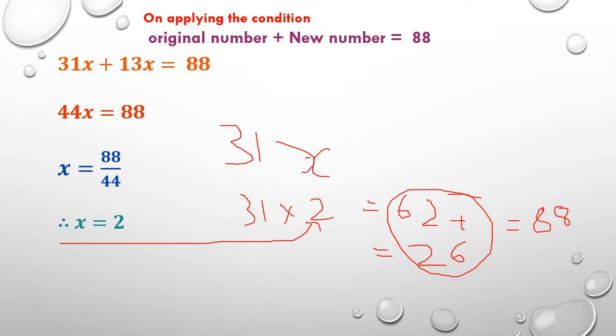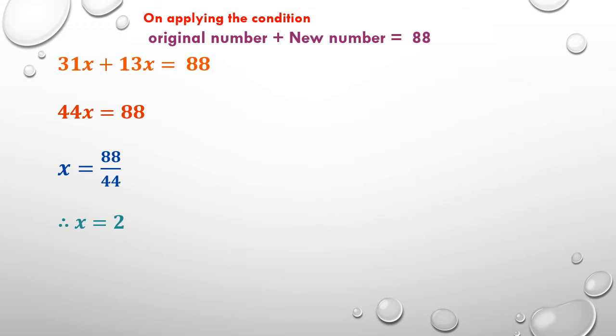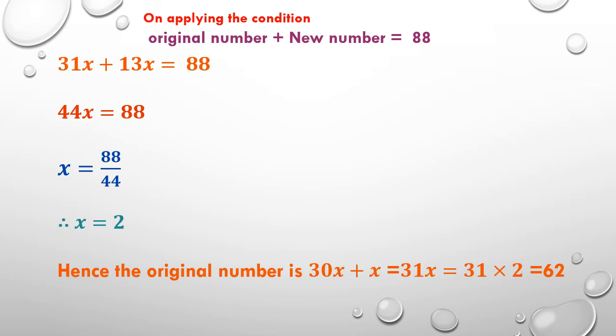So here you can even verify it, but it's not asked in the question to verify. You verify just for your convenience. So the original number is 62. We have added just as I showed you just now. And the new number is 26, but it is not asked. We are just going to find 26 and add it to verify. But if you are not having much time, you can just write the required number is 62.